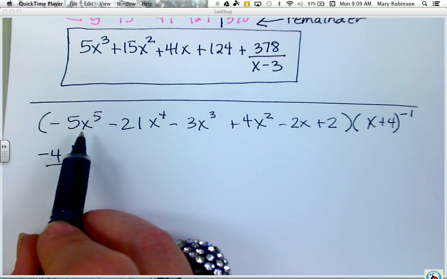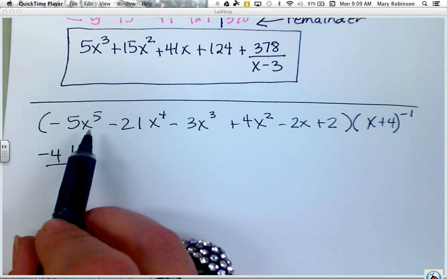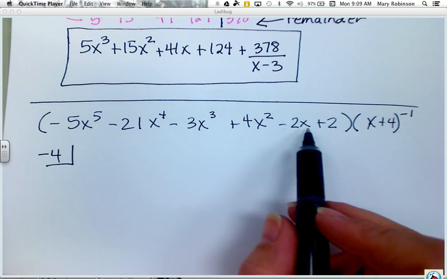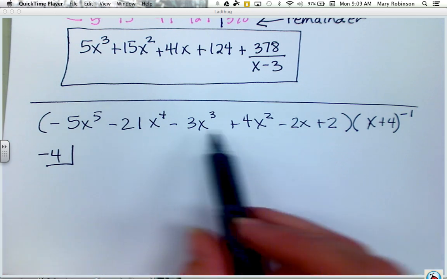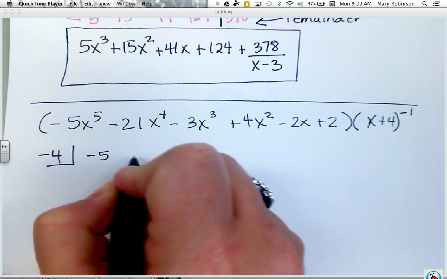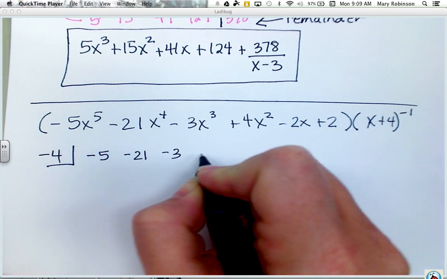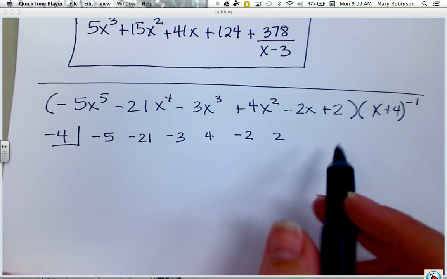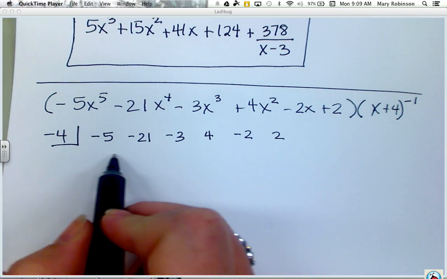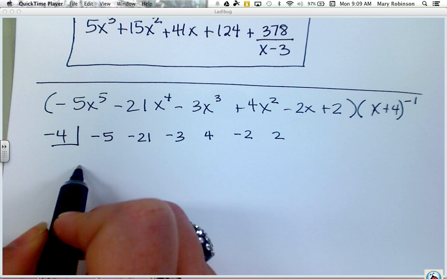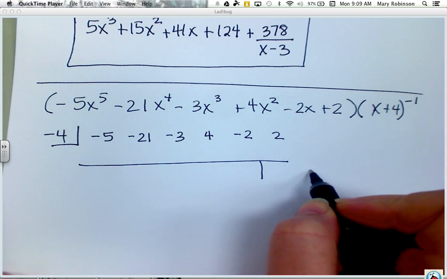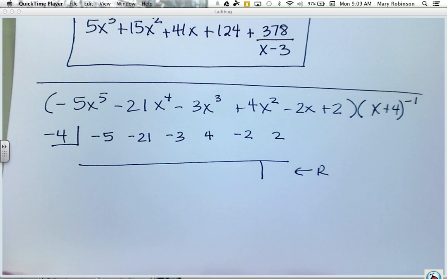Next, check to see all your terms are in descending order without any powers missing. We have x to the 5th, 4th, cubed, squared, first power, constant, so none are missing. So we'll now create a row of these coefficients, leaving space in between, including our constant. Leave space for the numbers you're going to write above this line. Draw a segment here to represent your remainder box. And then go back through the process.